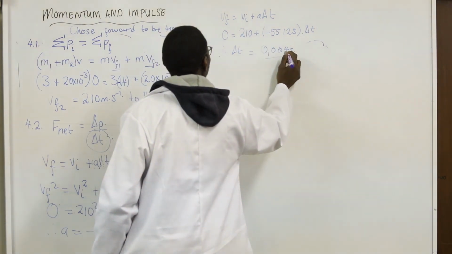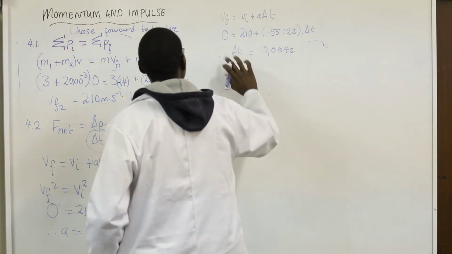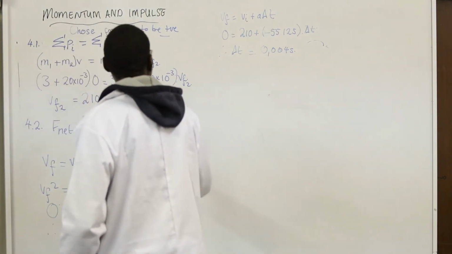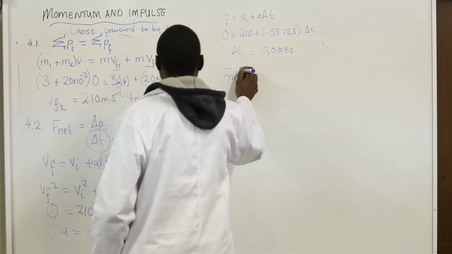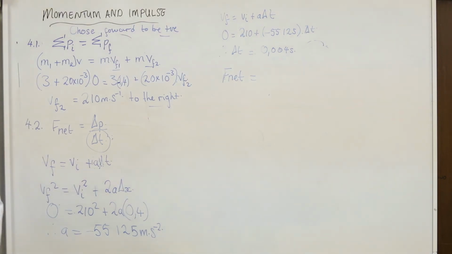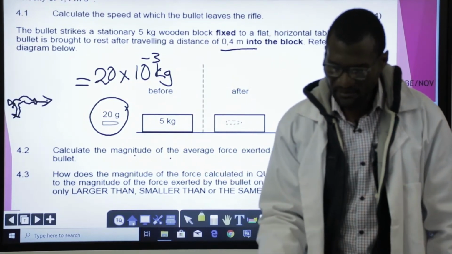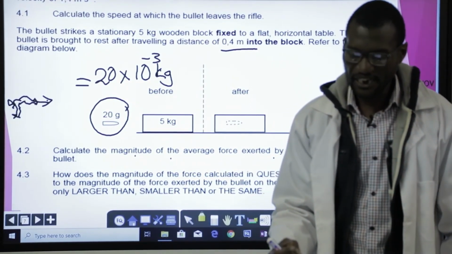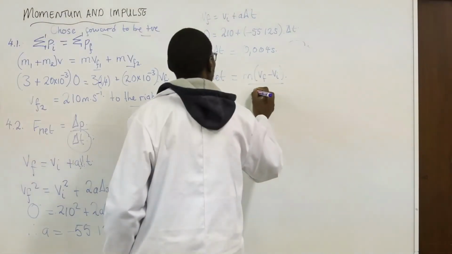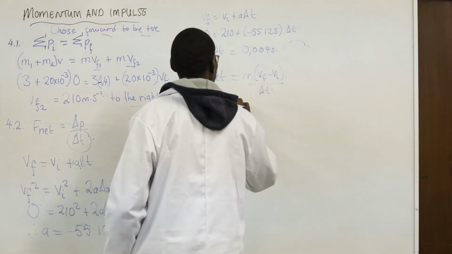Okay, just be careful not to approximate it before the end. So keep the value without approximating. All right, now that we got change in t, our F net can be calculated by using this very simple equation that says change in momentum divided by change in time. So that will be change in momentum is mass, V final minus V initial, divided by change in time.